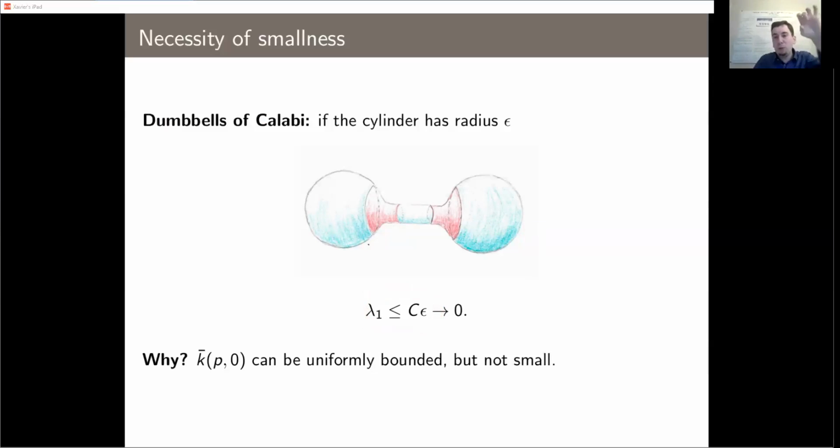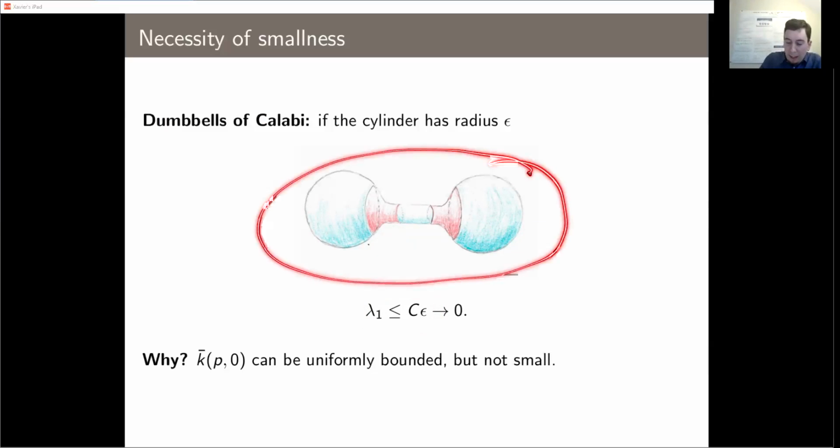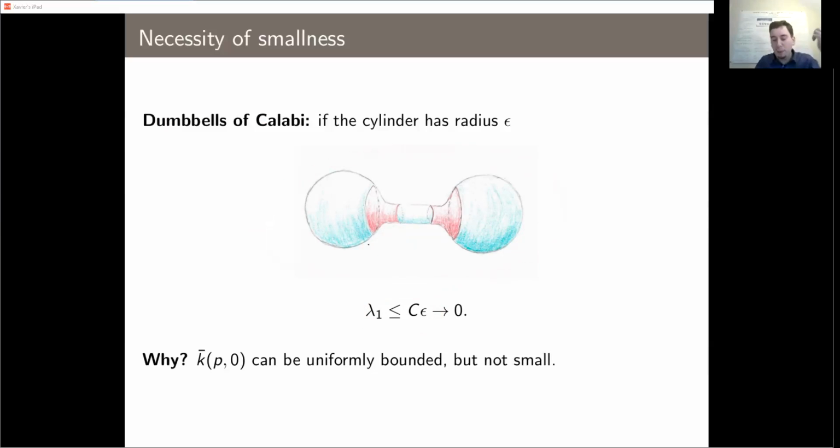And so as epsilon goes to 0, you get a sequence of surfaces whose lambda 1 is going to 0. Okay, and so what's happening here, from a classical point of view, is that you don't have a lower bound on the curvature, because there's negative curvature in this region. So you cannot apply the Lichnerowicz estimate or the Yang estimate here.